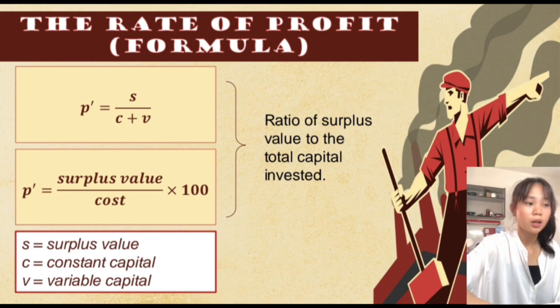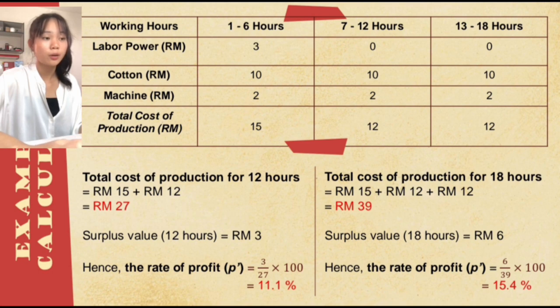The next slide is the formula for the rate of profit. Surplus value divided by the cost, times 100, or P equals S divided by C plus V. This is a ratio of surplus value to the total capital invested. So this is the table. You can see that for 1 to 6 hours the total cost of production is 30, and for 7 to 12 hours the total cost of production is 27, and the same goes for 13 to 18 hours. When you know the total cost of production for 12 hours, you can calculate the rate of profit. The surplus value you also know how to get from the previous slide.